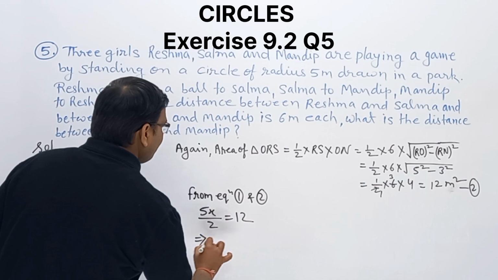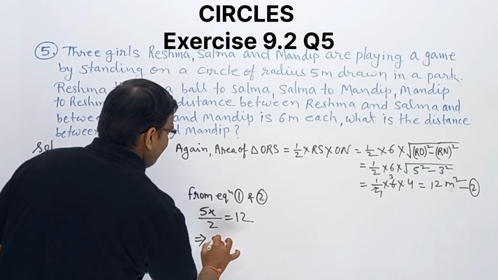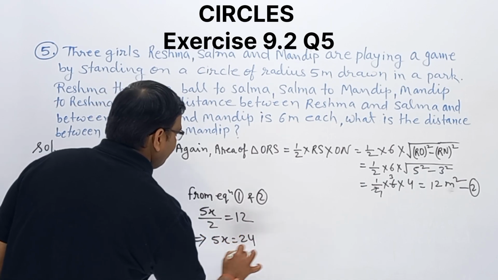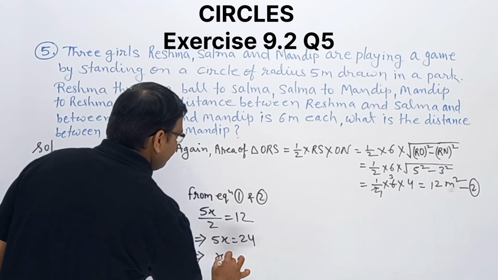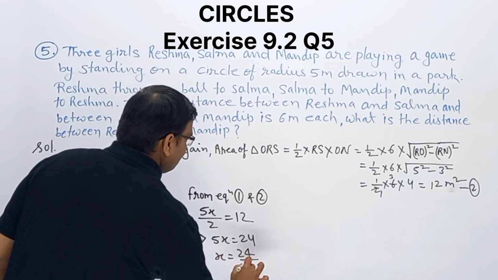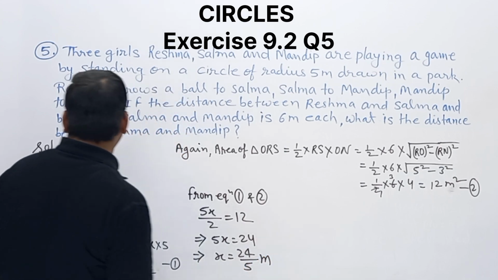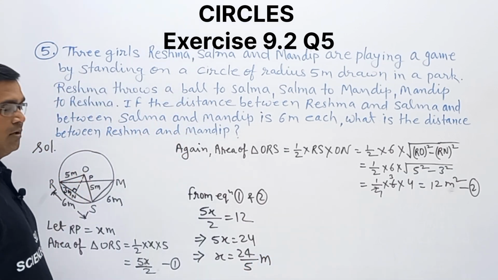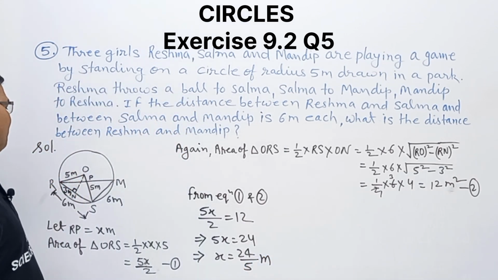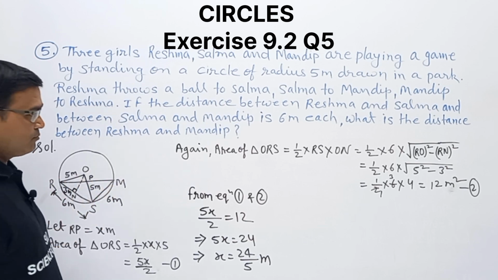So finally solve for x. 5x equals 24. X will be 24 by 5 meter. And x is RP. We obtain RP, but we require RM.